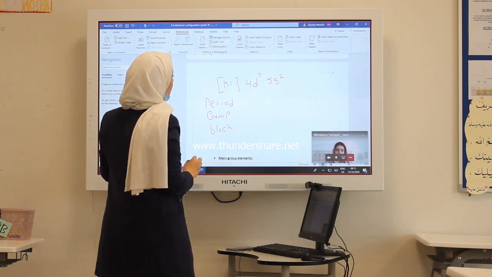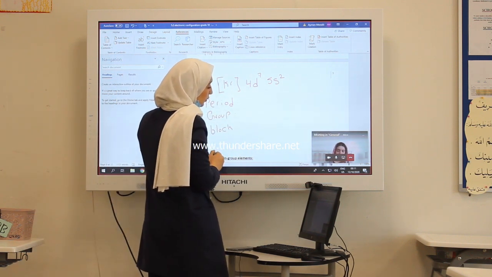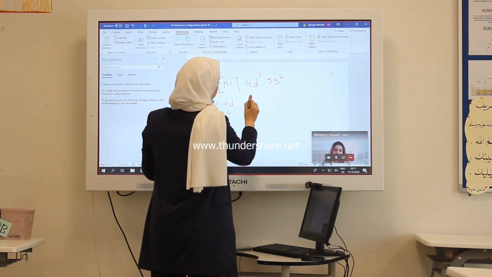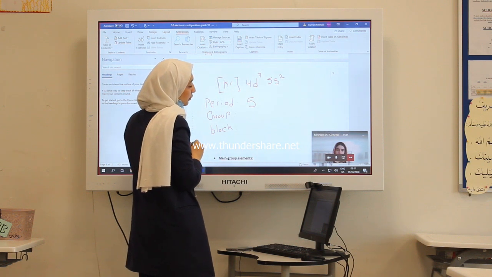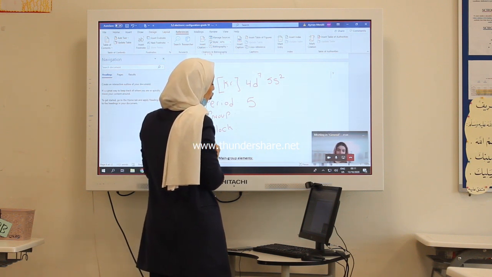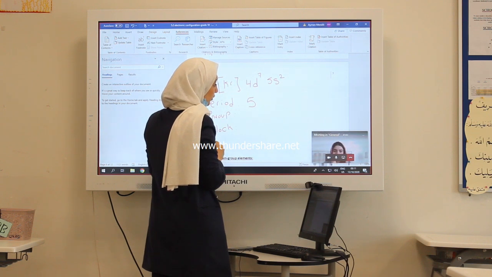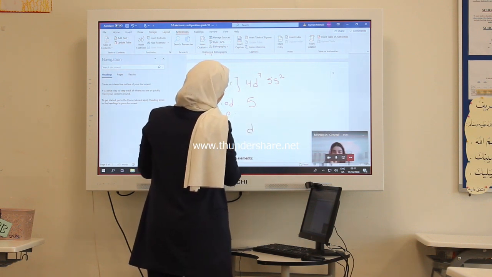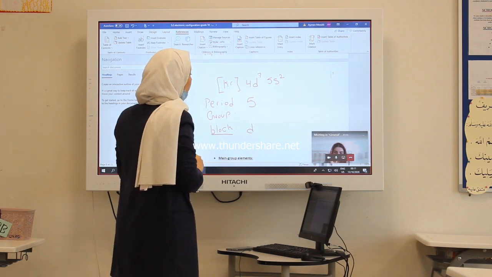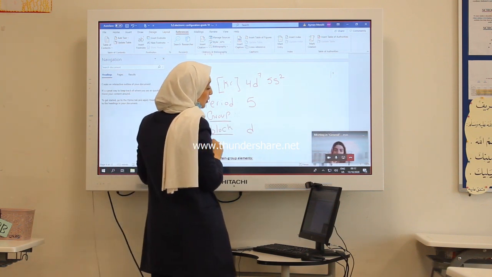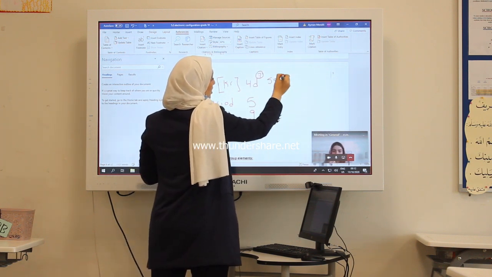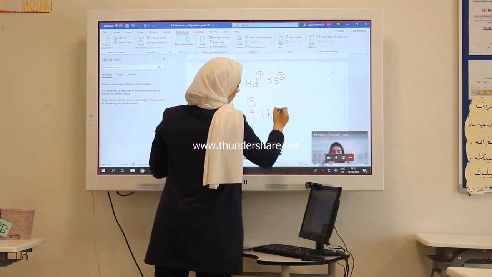This element exists in which period? Lydia? 5. Which group? D. No, group from 1 to 18. Nine. D is the name of the block. s, p, d, f are the names of the blocks. Group number what? 9. How do you know? From the electrons, 7 plus 2, right?